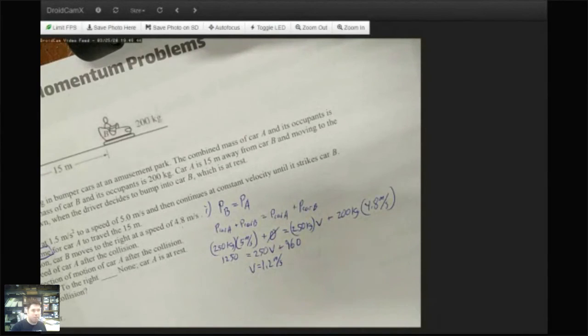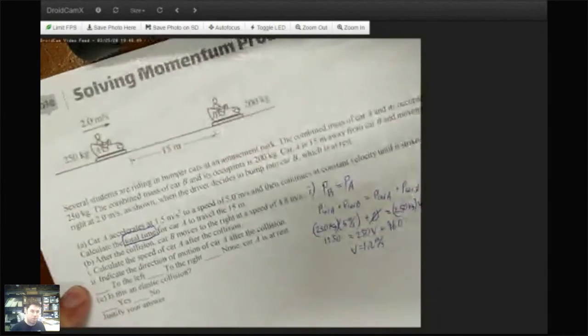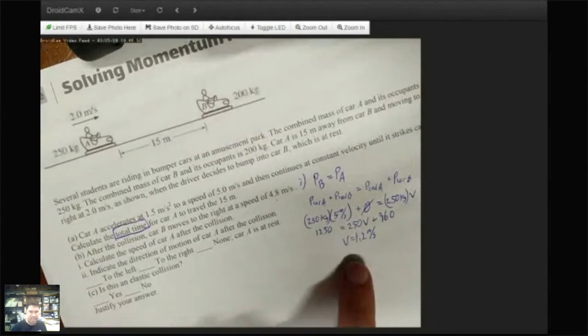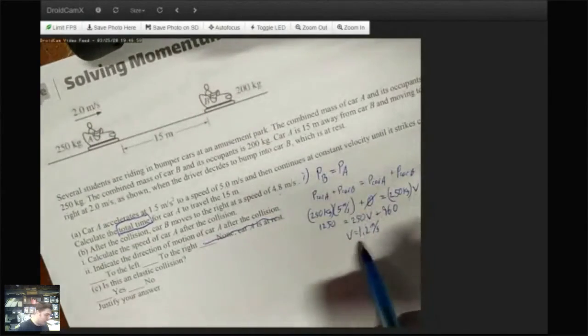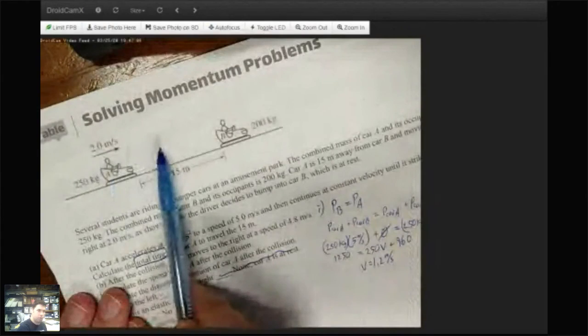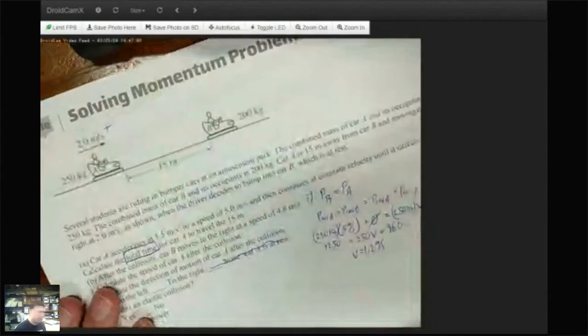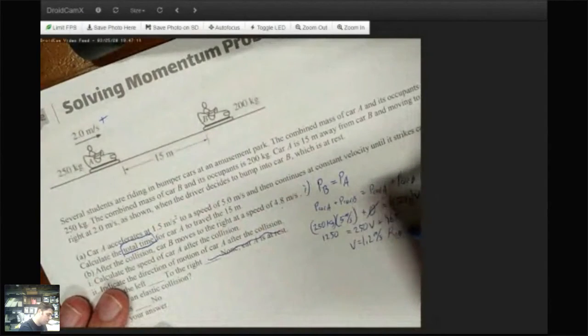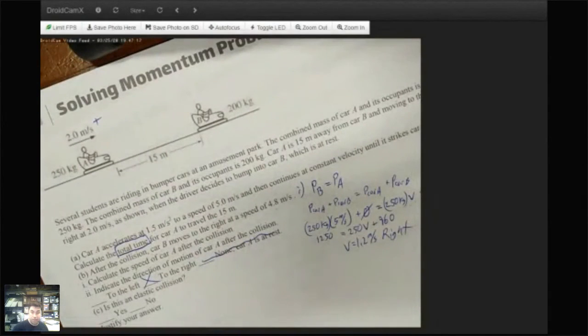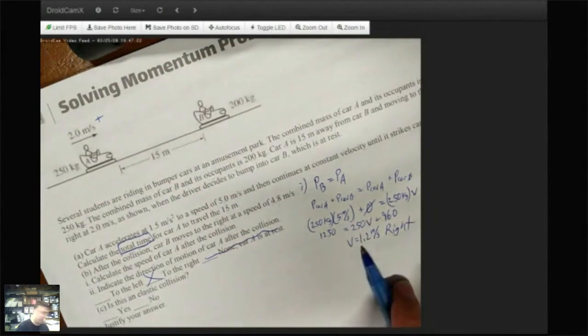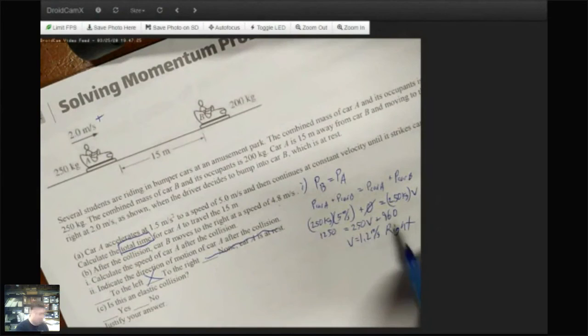And the second part of this question tells us the direction. Are we going left, right, or are we stopped? Well, obviously we're not stopped. We have a velocity. And it's a positive velocity. Because we said that the 5 meters per second going to the right was a positive number, that means this number is also going to the right. If this number was negative, we'd be going to the left. But we don't have that case, so we're going to the right.